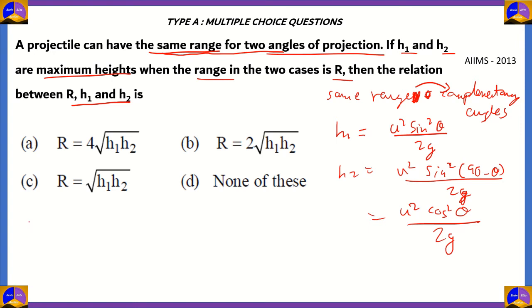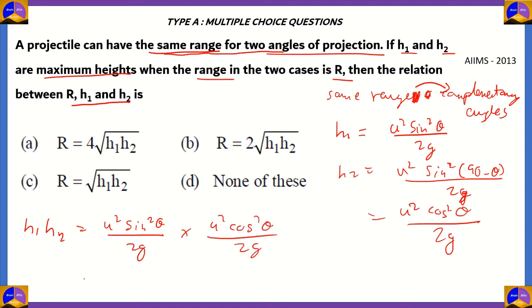Let's write down the product. h1 times h2 will be equal to u square sine square theta by 2g into u square cos square theta divided by 2g. That will be equal to u raised to 4 sine square theta cos square theta divided by 4g square.